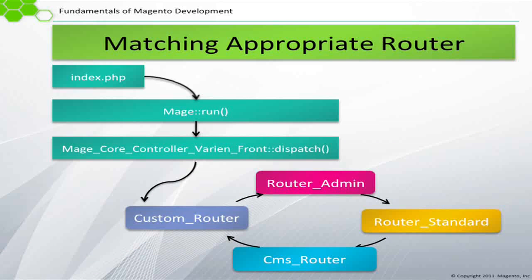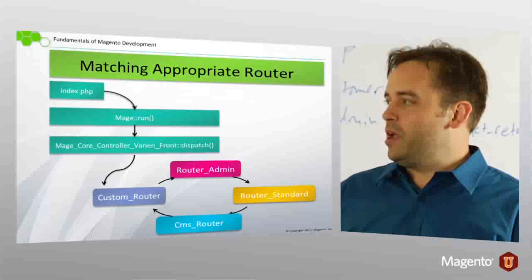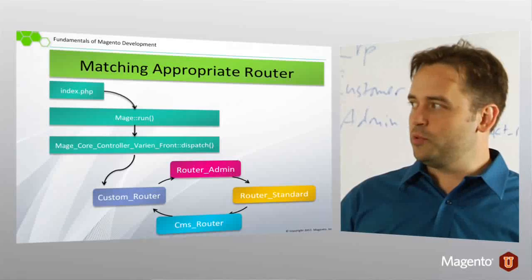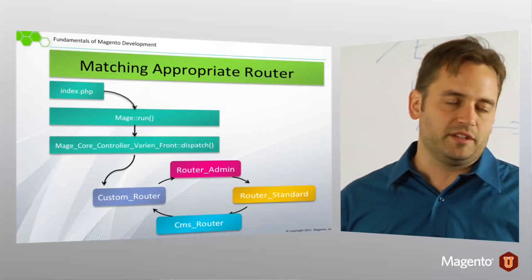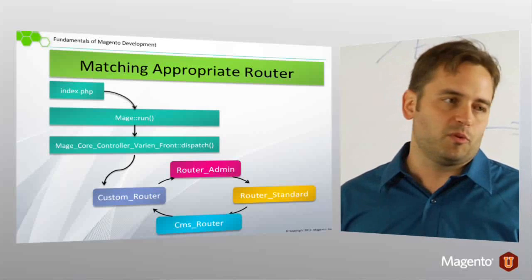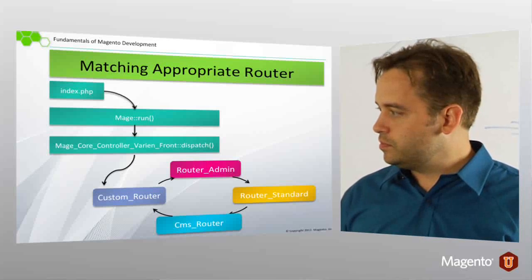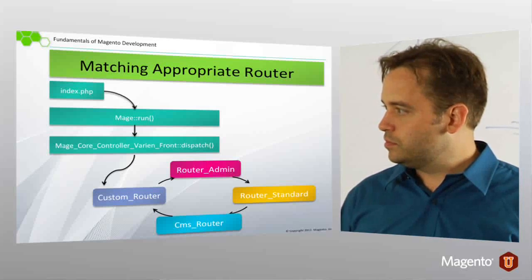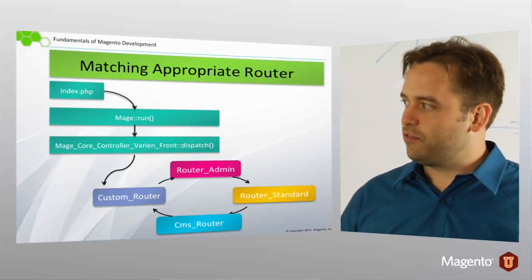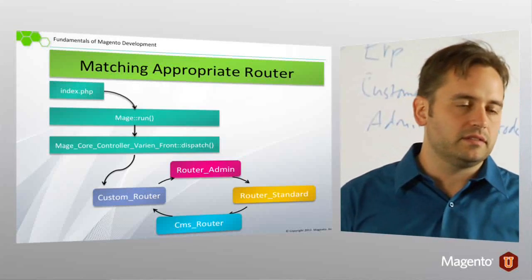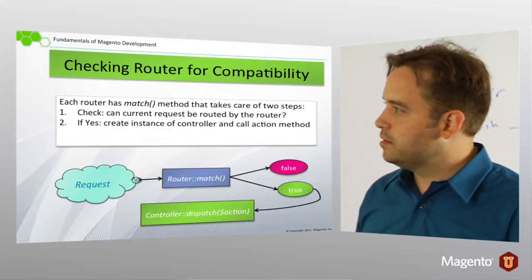We take index.php, which calls Mage run, Mage Core Controller Varien Front. This was the class that we opened a little earlier. And then all of these routers are inspected for possible matches. And what you don't see here is the default router, which would be added last.